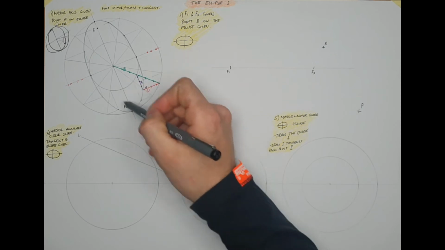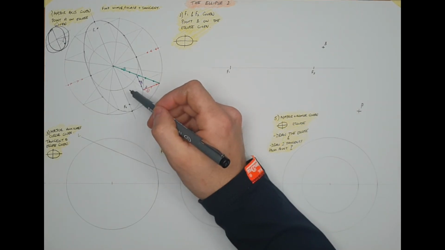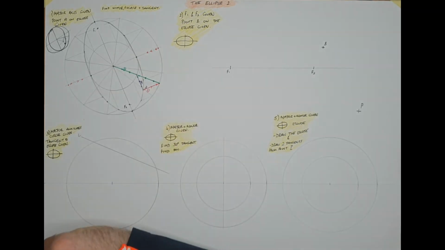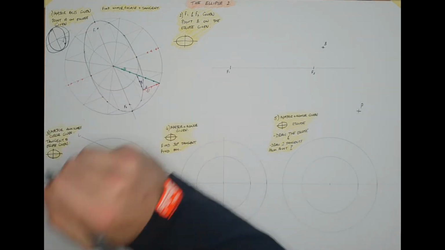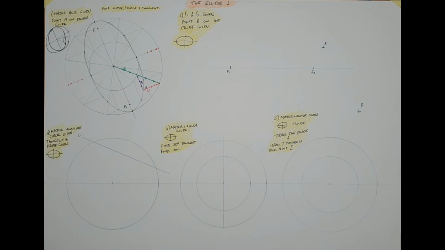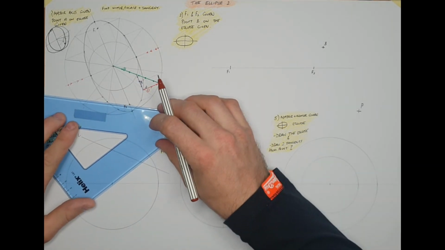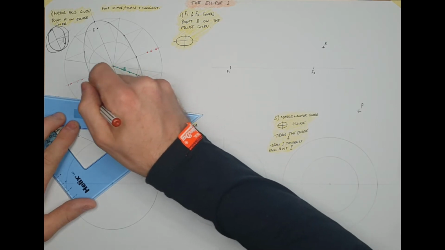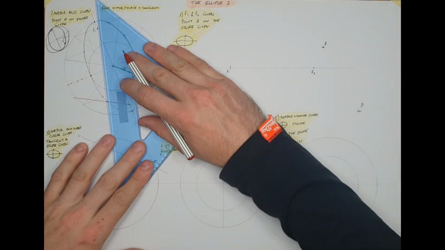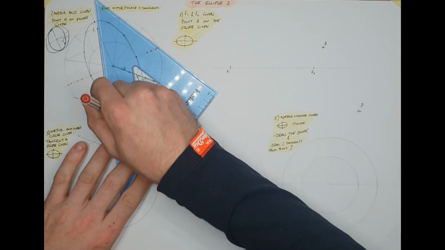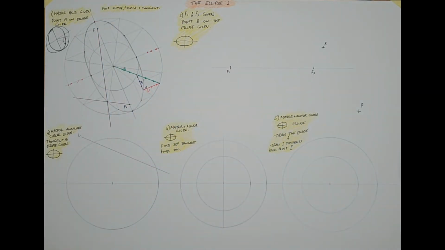Because there's already enough going on here, I'm not going to add in any extras, but I'm going to pick a random point here, and at that random point I'm going to create a tangent. I'm going to do that by joining my two focal points through the selected point. Join one and the second, and there we go, that's joined up.